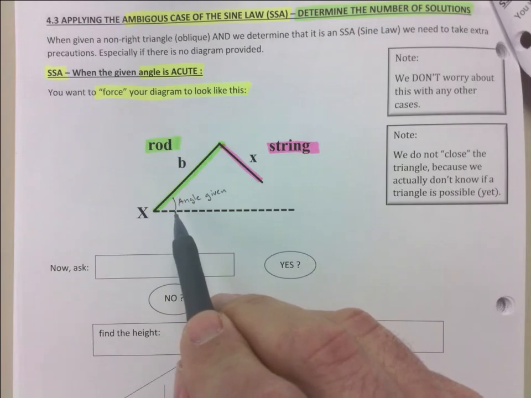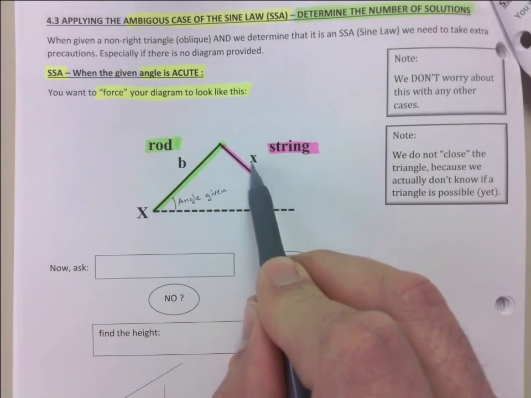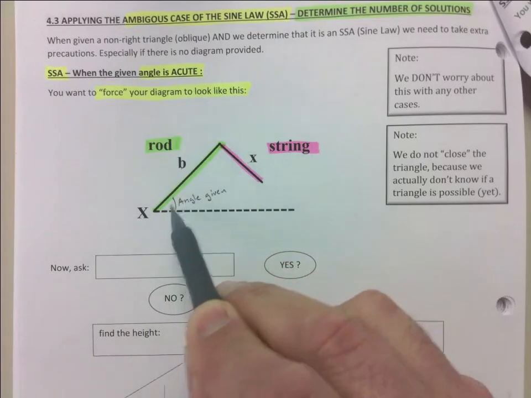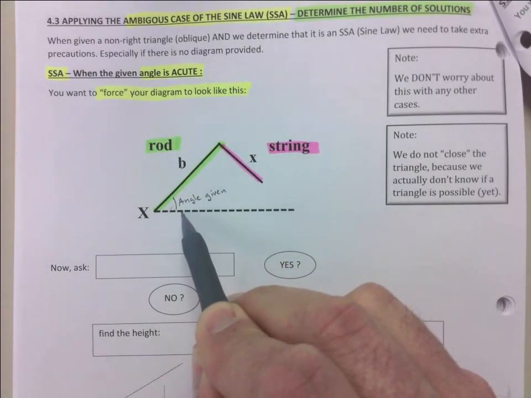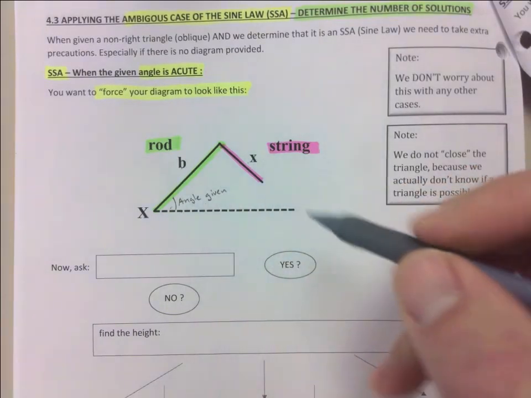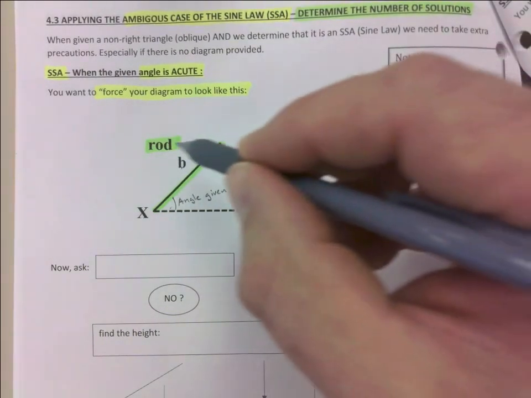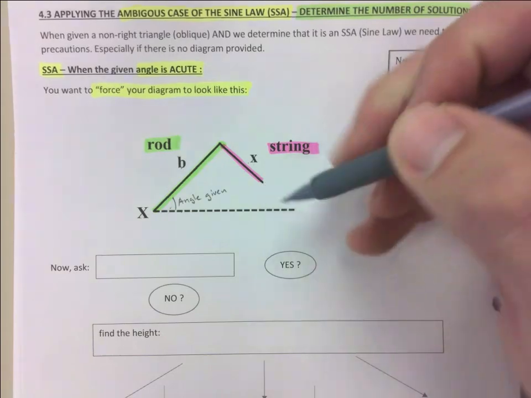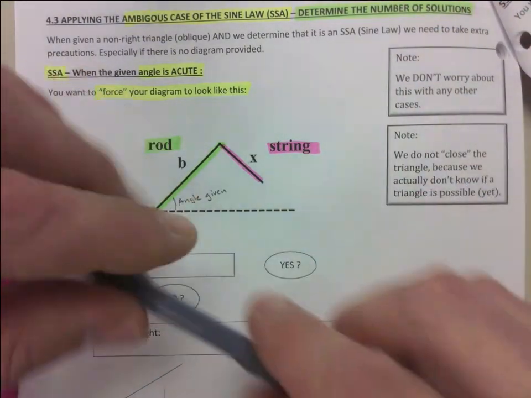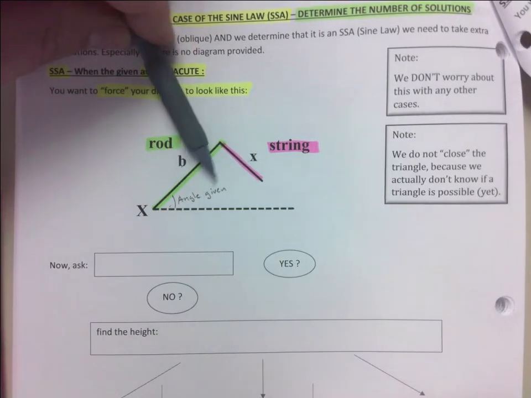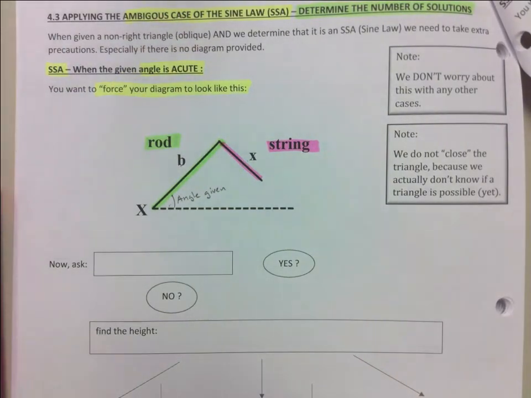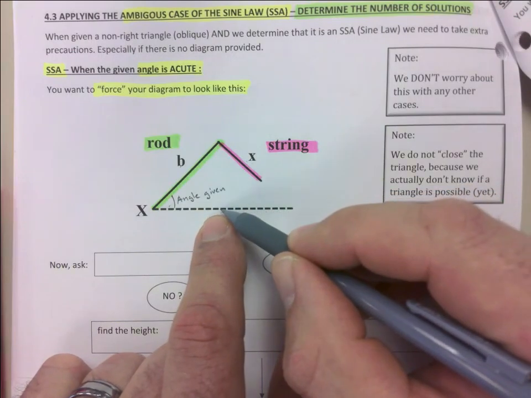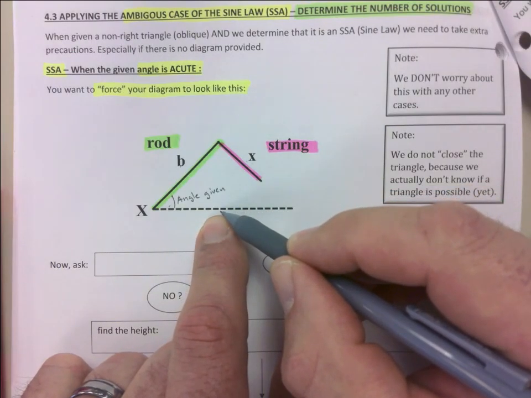Is this an SSA? Yes, it is, because you will know a side, you will know another side, and you will know the angle across from one of the sides. Then you know it's SSA. So we're going to call this one string, this one rod. And you're like, Mr. Dirksen, why aren't you closing this? Why is it up in the air? Because at first, we're going to assume that this is just dangling up in the air, like you have a fishing rod. And we're going to see if this side is actually going to make contact with the ground. Is this triangle even possible?